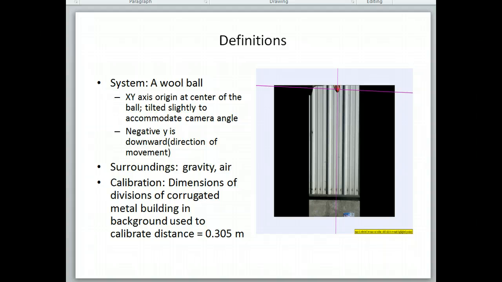The surroundings are the gravity and the air, and I used the corrugated metal divisions to calibrate my dimensions, and the distance between this corrugation and this corrugation was 0.305 meters.